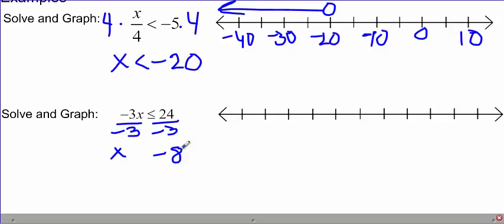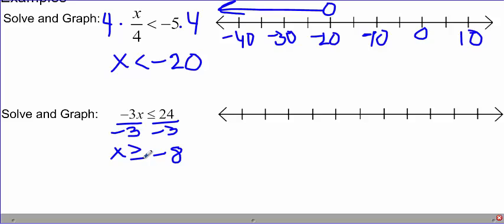Then we have to look at our inequality. What kind of number did we divide by? We have a negative 3. We were dividing by a negative number. So does our sign switch? Yes. So it's x greater than or equal to negative 8.